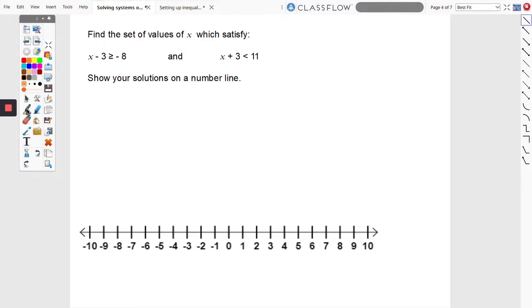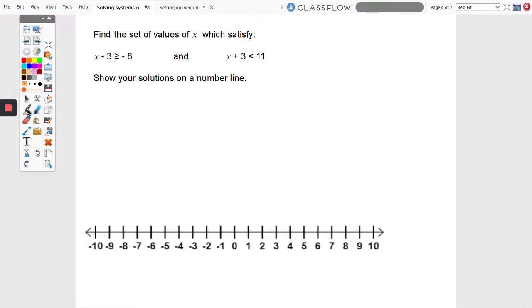Now this time I've got two inequalities that I need to solve before I can represent my answers on a number line. So I've got x - 3 ≥ -8, and I've got x + 3 < 11. So let's start off with my left-hand inequality. I've got x - 3 ≥ -8. So I'm going to add 3 to both sides.